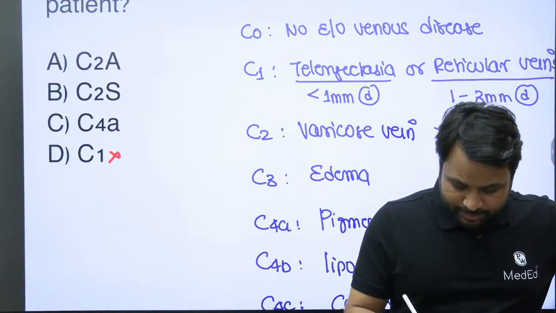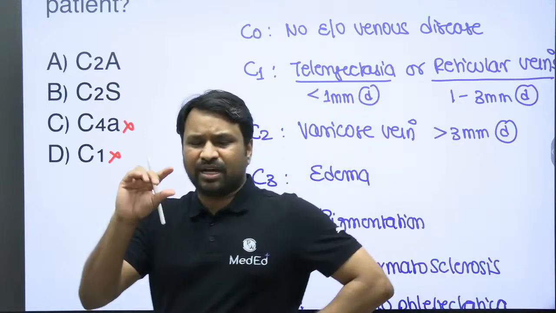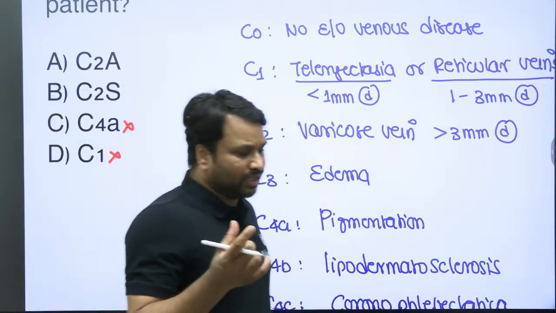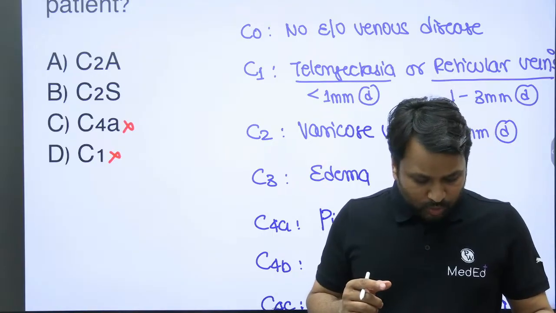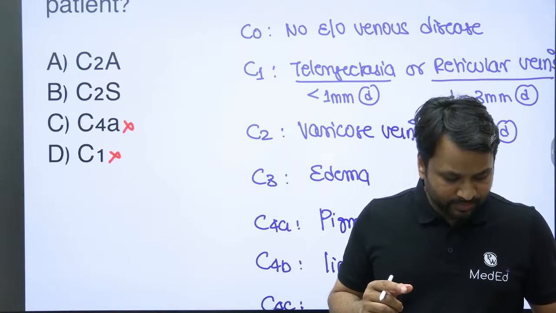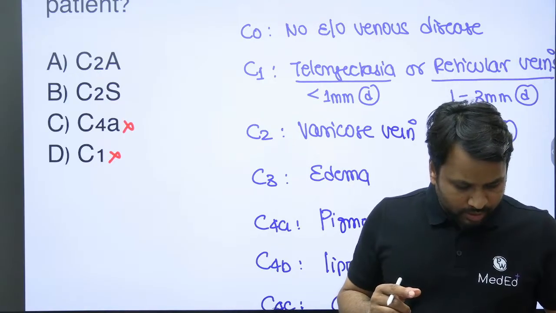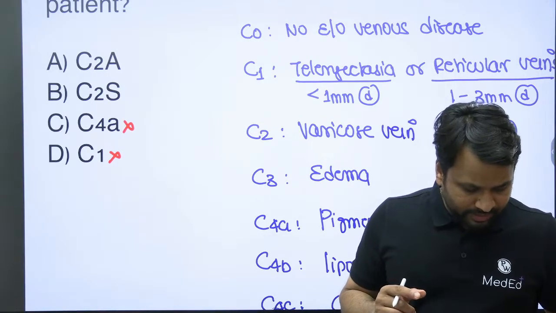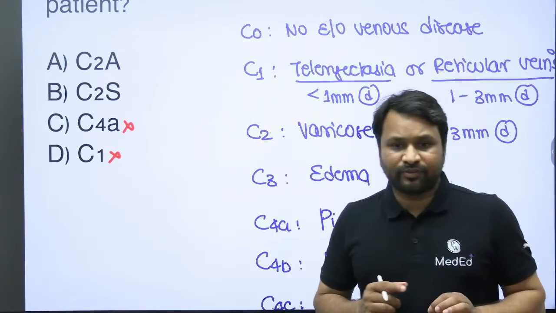C4a is going to be pigmentation. I cannot see pigmentation anyhow. Pigmentation is usually seen around the level of the ankle. Clear? Now my question to you is, is it C2a or is it C2s? Quick feedback.